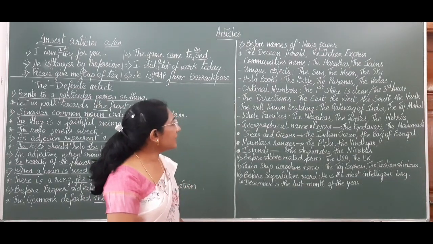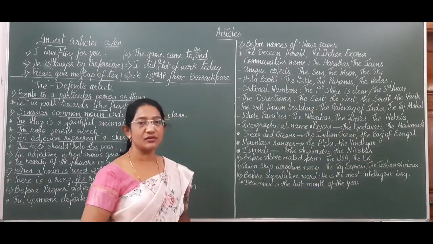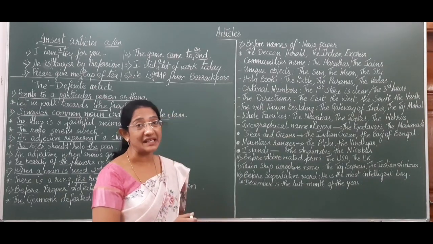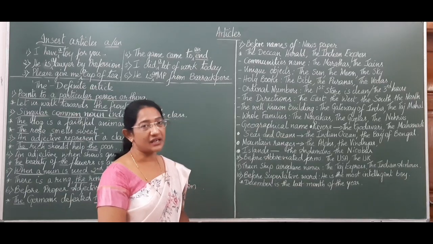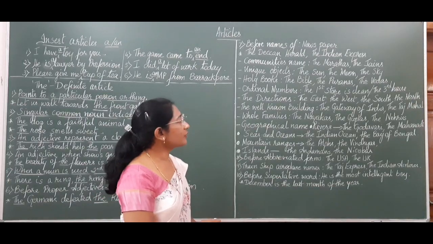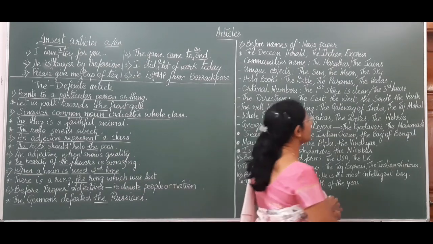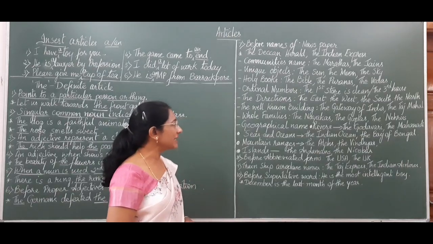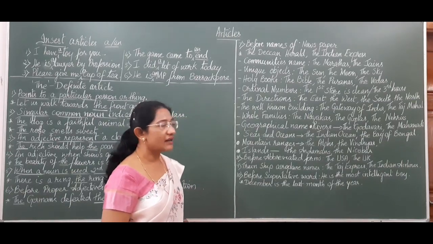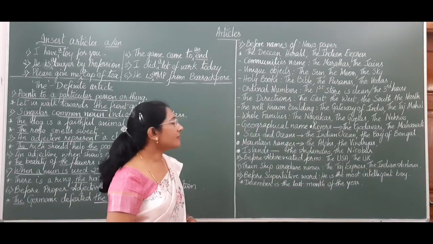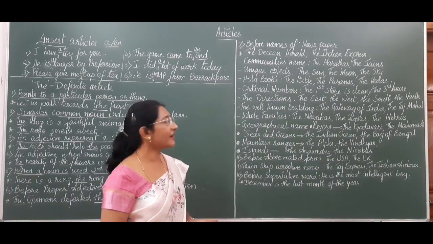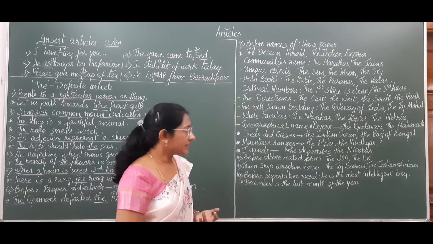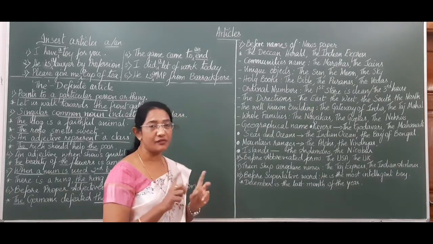The well-known buildings, some historical buildings also come under this category. The names of the historical buildings or very famous buildings always carry the definite article the. The Gateway of India, the Taj Mahal, the Qutub Minar, all historical or famous buildings have the article the. Whole families, to denote the whole families, the Nayakas, the Guptas, the Nehrus, the Reddys. So, to denote the whole family names.